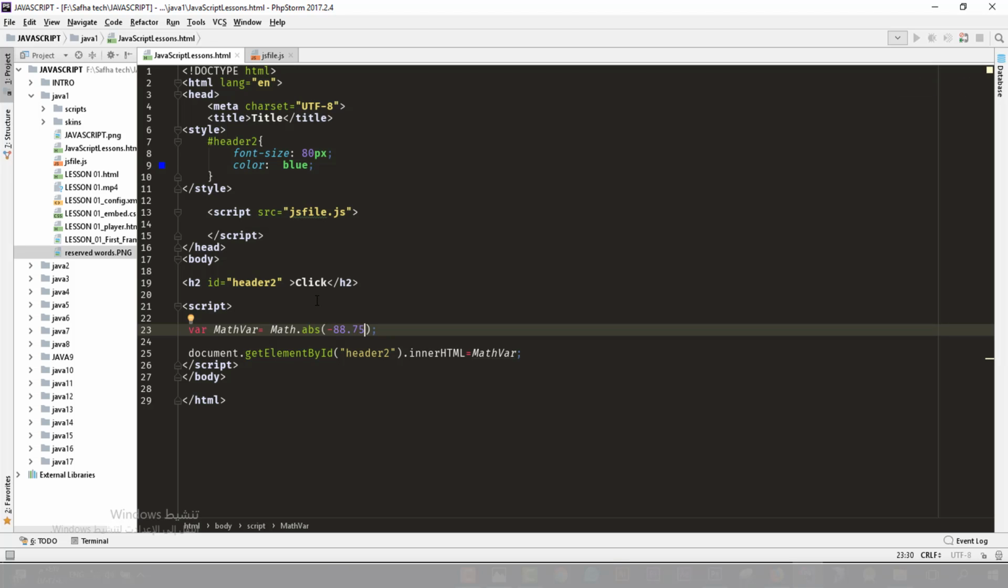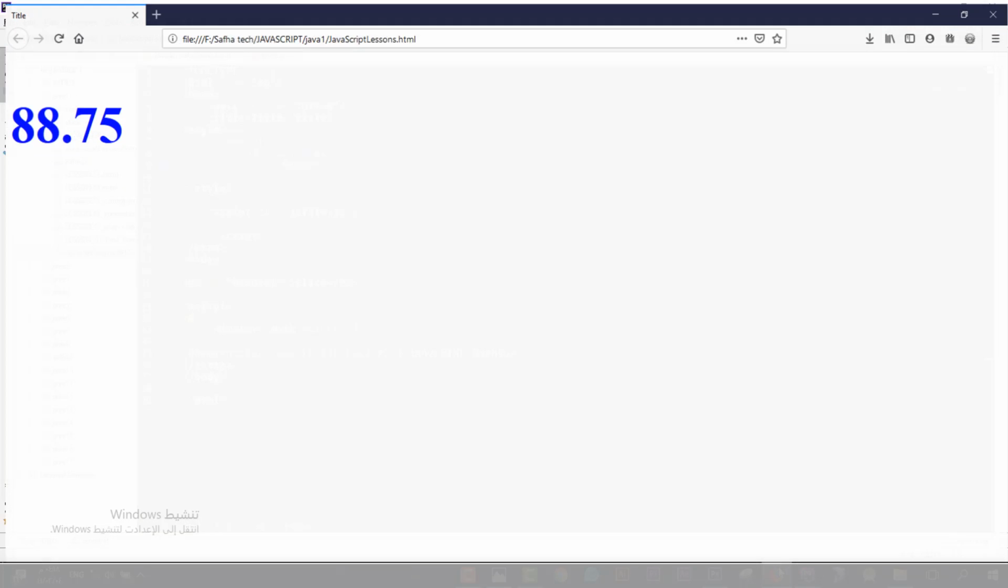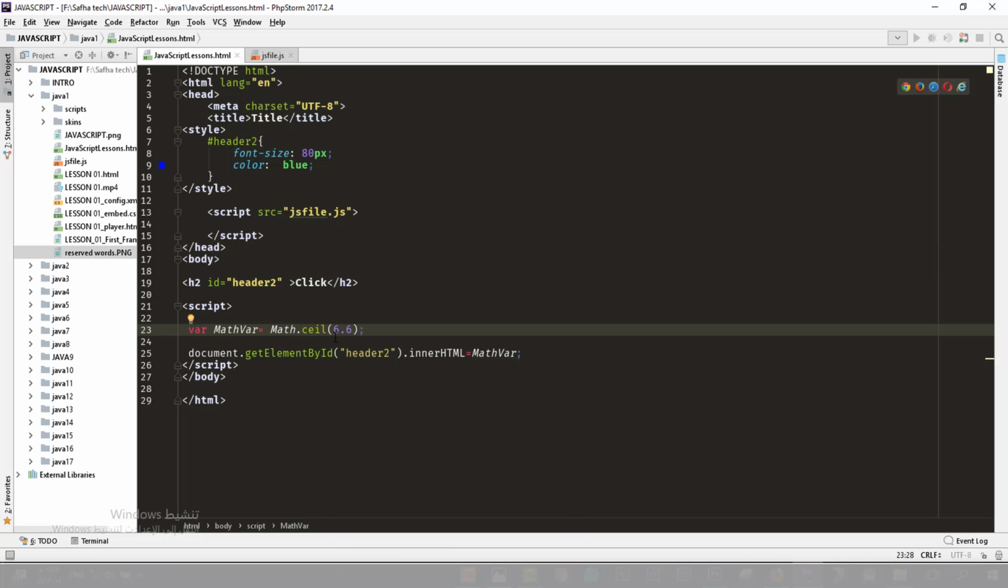Great. The Math.ceil, we have something called ceil. Let's leave the number inside and write another thing, for example, 6.6. It rounds the element up to its nearest integer. For example, here we have 6.6. It will round it or move it to the nearest number. So when we refresh, it will be 7. It's 7, 6.6 will be 7.